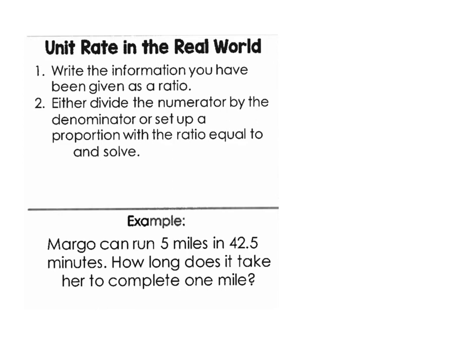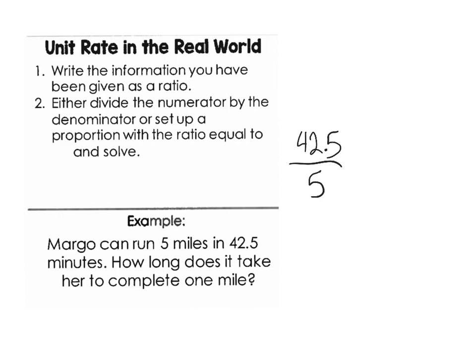So now we're going to look at unit rates in the real world, or just word problems. So the first step is to write the information you have been given as a ratio. So I like writing my ratios as fractions. So we have 42.5 minutes to 5 miles. Then the second step is to either divide or set up a proportion. With unit rates, I like just to divide.